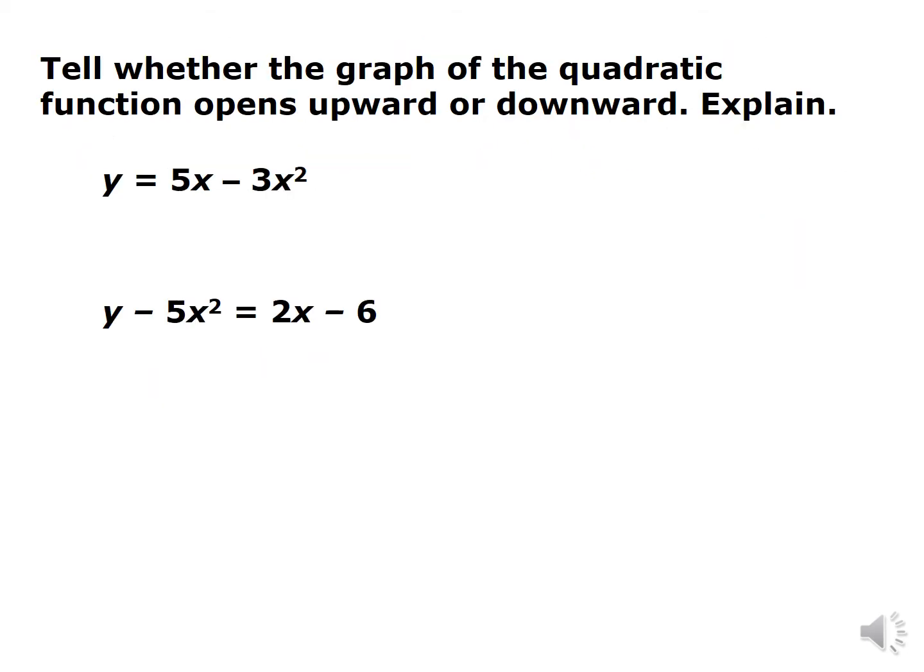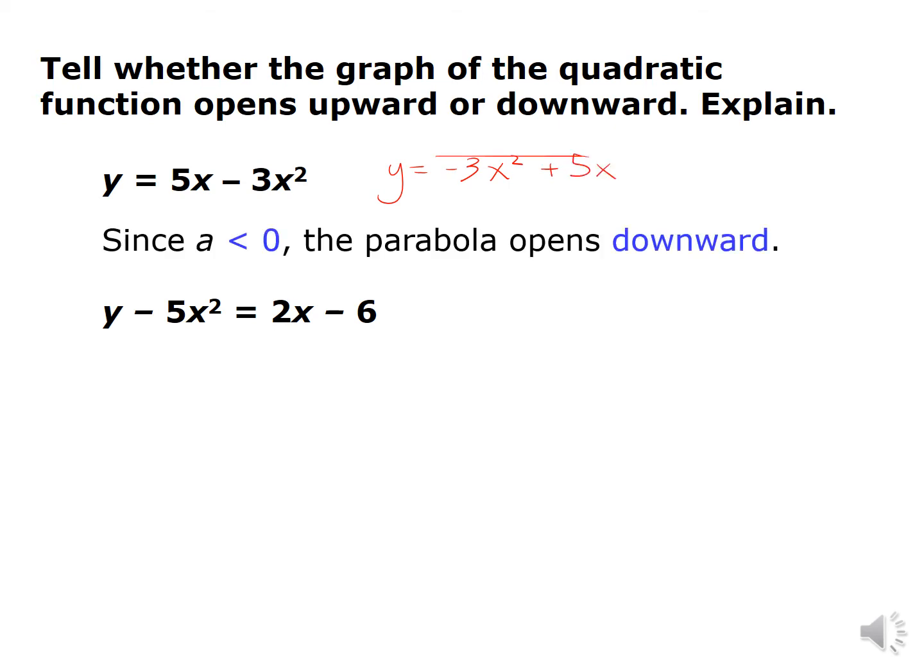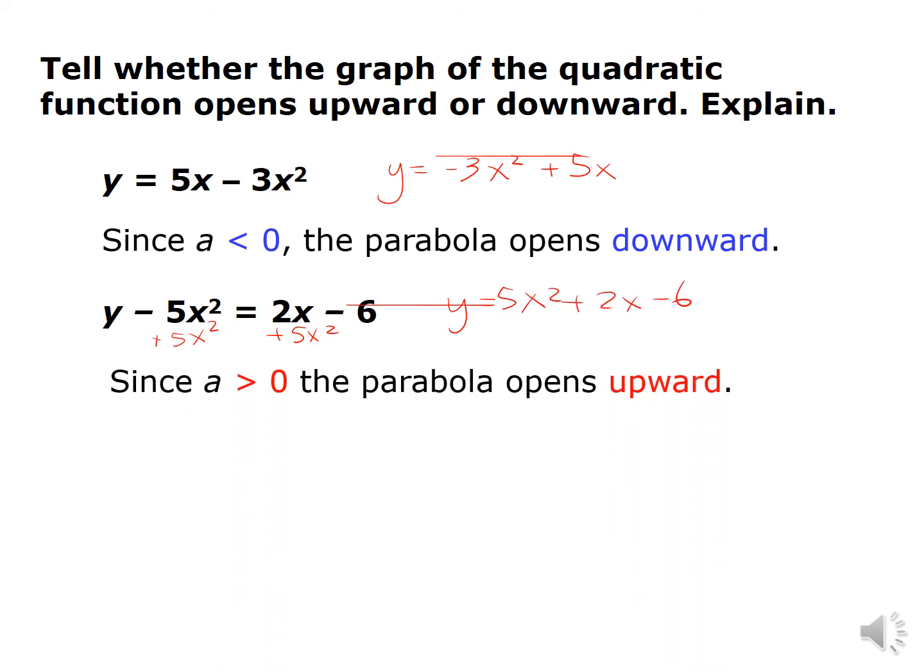Okay, so now we're going to see if we can find out whether these graphs are opening upward or downward. So the first thing you want to remember is put it in the standard form, y equals negative 3x squared. The leading coefficient is the one that will tell you if it's upward or downward. So since a is less than 0, the parabola opens downward. For this one, I'm going to add 5x to both sides. Always use opposite operations. I get y equals 5x squared plus 2x minus 6. And since a is greater than 0, the parabola opens upward.